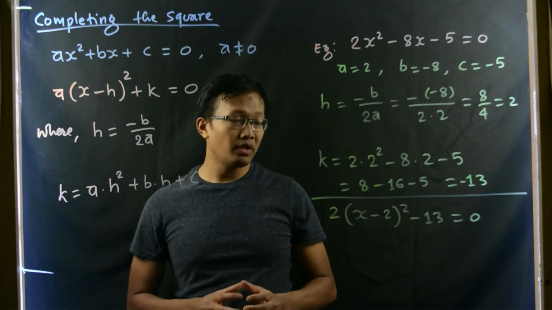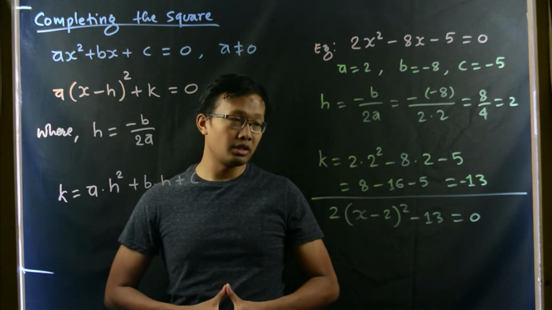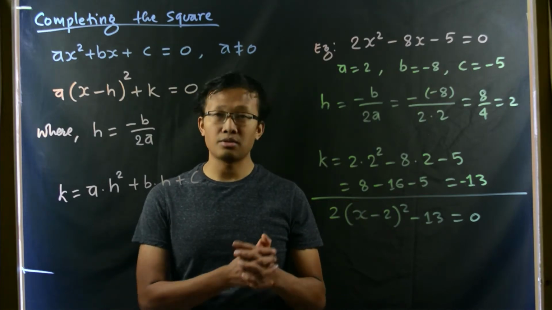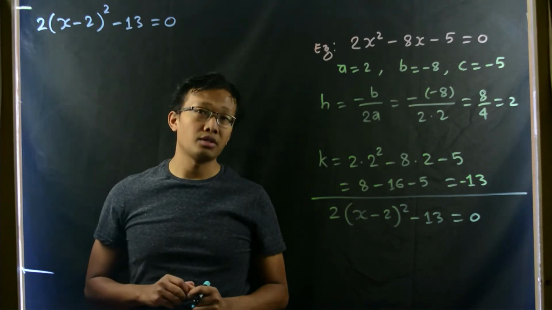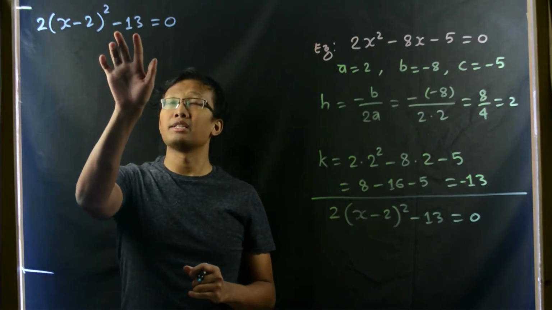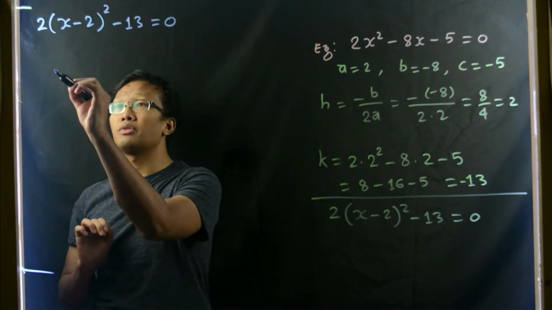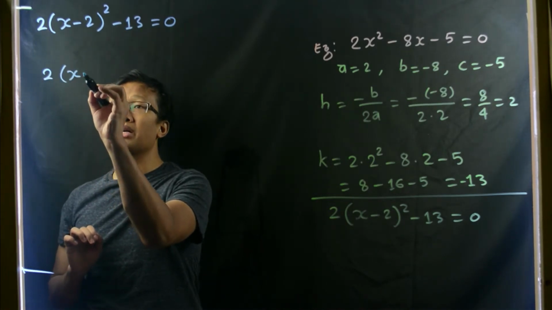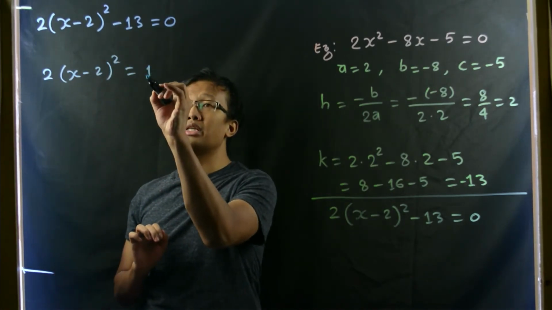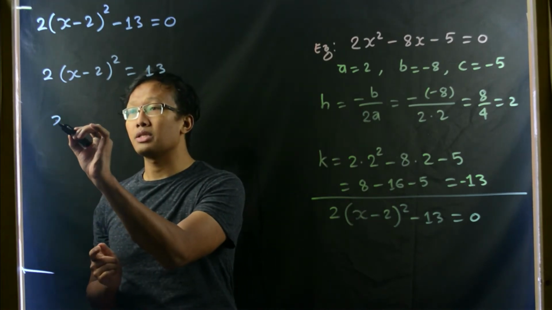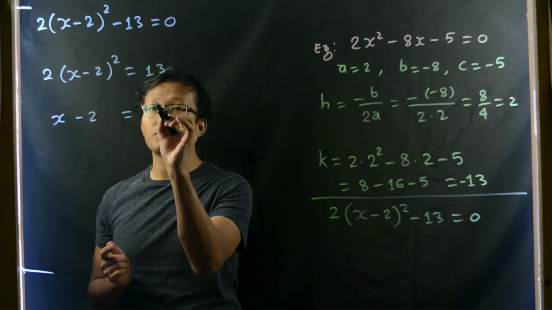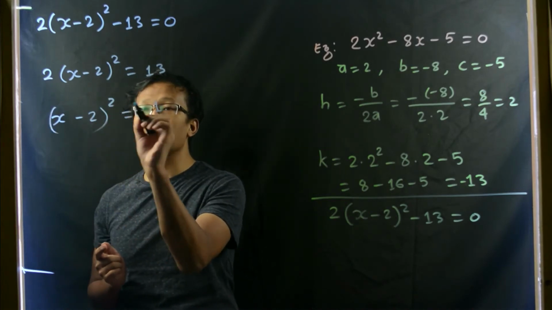Okay, so we are almost done with solving this equation. So let us solve it completely. We have our equation. Now let us send this negative 13 to the other side, which will give us 2(x - 2)^2 equals 13. Then divide both sides by 2, which will give us (x - 2)^2 equals 13 over 2.